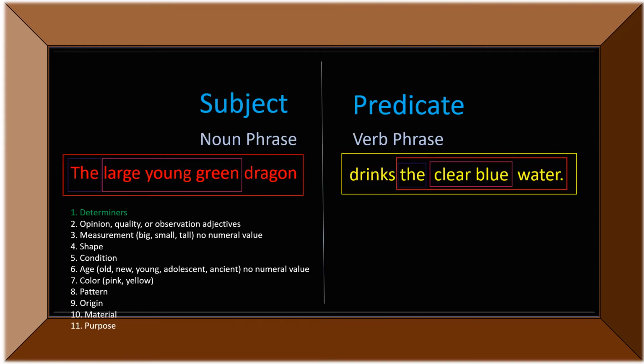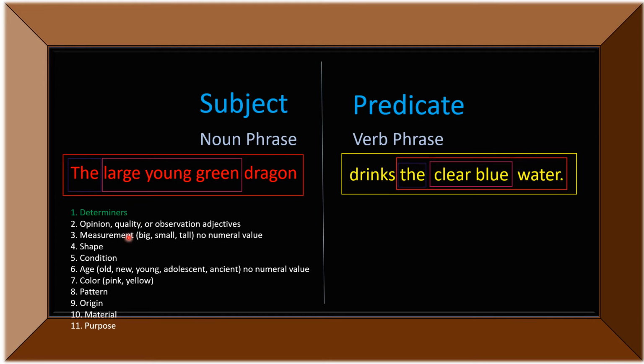The large young green dragon drinks the clear blue water. Now, the large young green dragon is the noun phrase and the subject of the sentence. That is a determiner and a definite article. Now, large, young, and green is the adjective phrase.